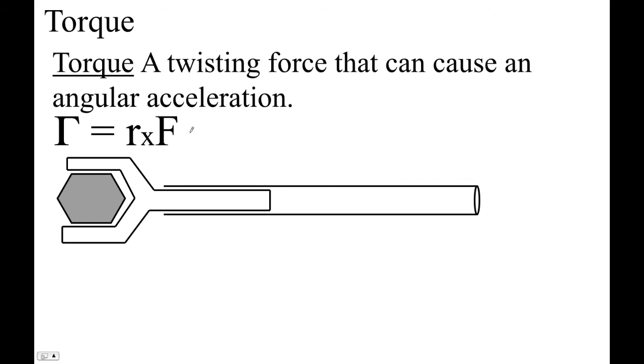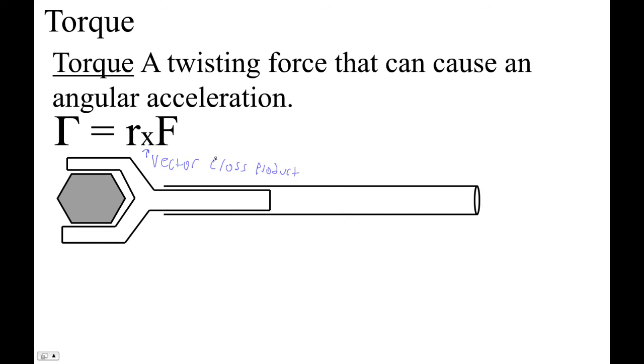Okay, so let's look at it. This is the actual formula for it. The torque is R cross F. This is actually something called the vector product. For now, let's just say we're multiplying, but we'll talk about that later in the class. That's actually something called the vector cross product.